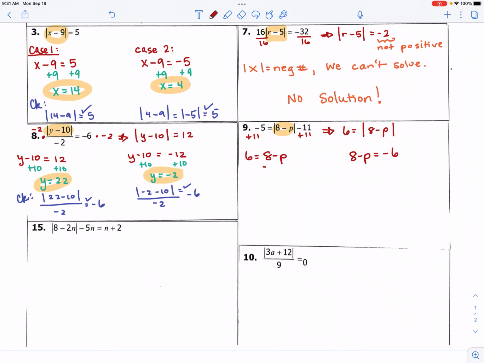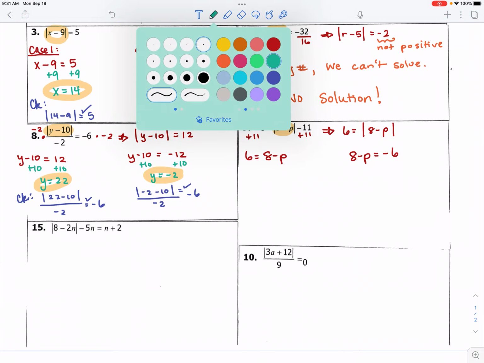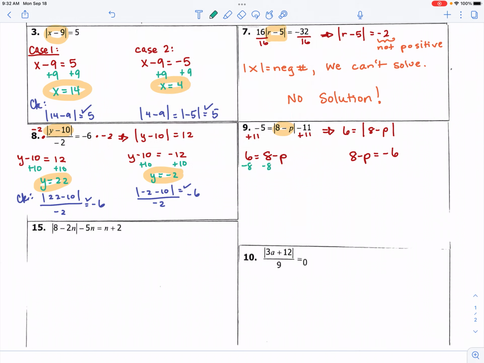I'm going to subtract 8 here to solve. We get -2 equals -p, but I don't want a negative p. I want a positive p. So remember, that's the same thing as multiplying the whole equation by -1, which changes that -2 to a +2. Here we subtract 8 to the other side. We get -p is equal to -14. Well, that means my positive p is just a +14.